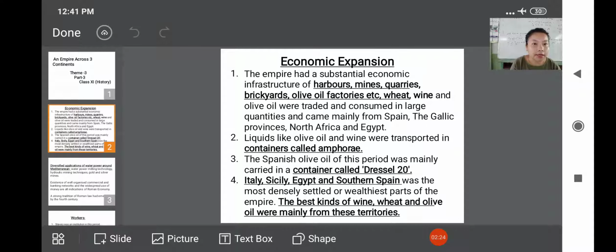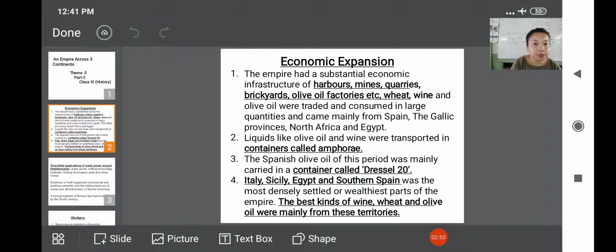Amphora is nothing else but a container used to transport liquids like olive oil and wine to other countries.